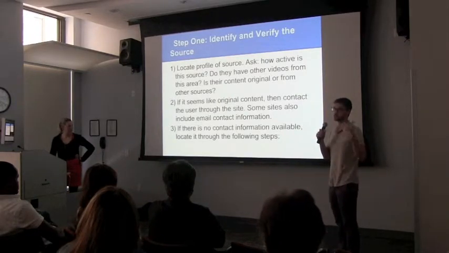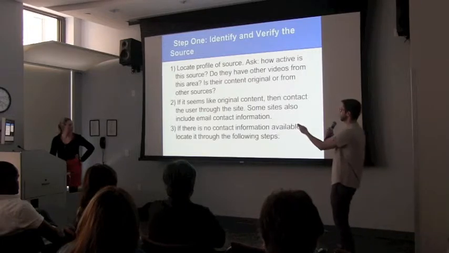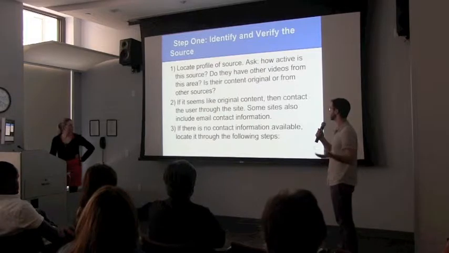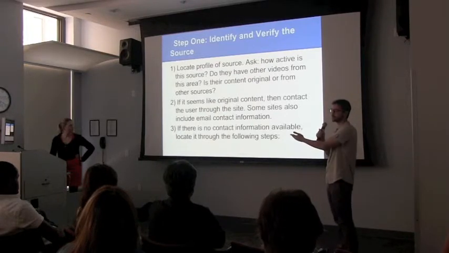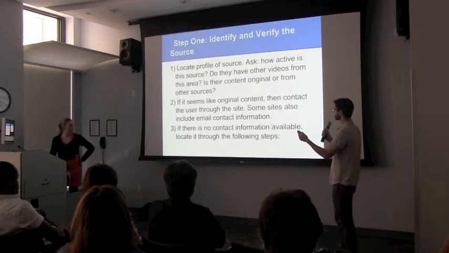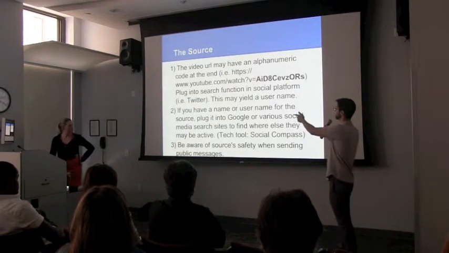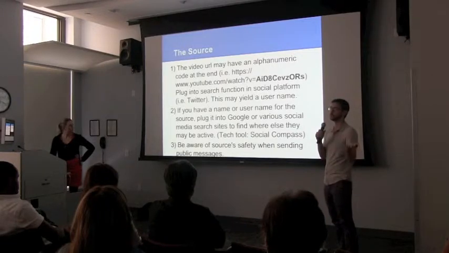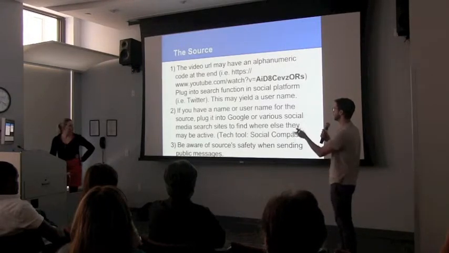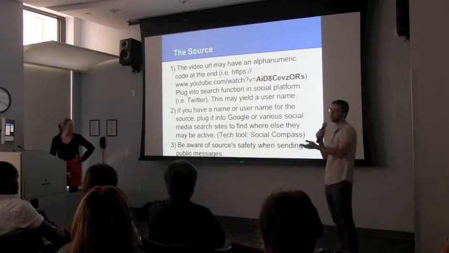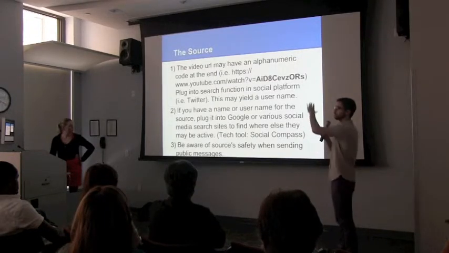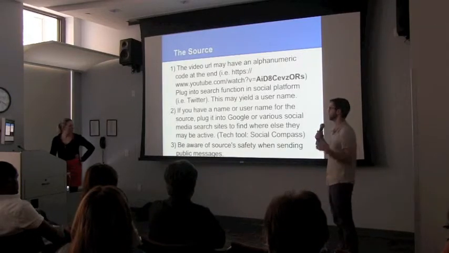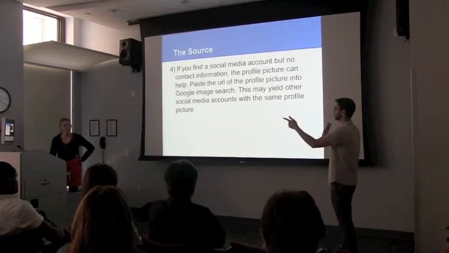So the type of process you would go through to verify something: you want to try and find a profile of the source, get more information about who created this content, and try and find contact information for them so you can talk to them. You can do tricks like search for part of the URL of the YouTube video to see where else that video has popped up on social media. You can plug that into Google. You can send them a message, but you want to keep in mind the ethics. So we're going to make a more comprehensive document, hopefully with some of your help, that will step you through that. So next one.